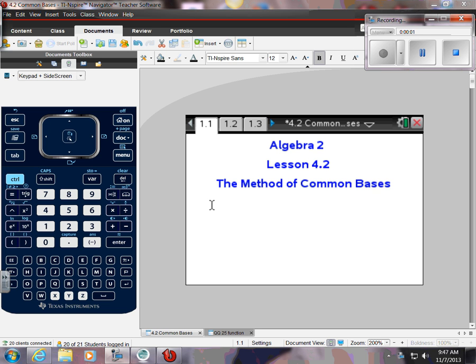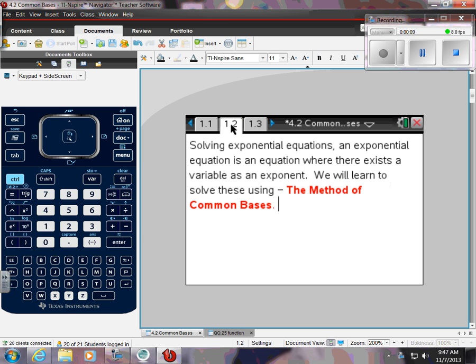So today, we're going to be talking about the method of common bases. So we're going to be solving exponential equations. An exponential equation is an equation where there exists a variable as an exponent. We will learn to solve these using the common base method.